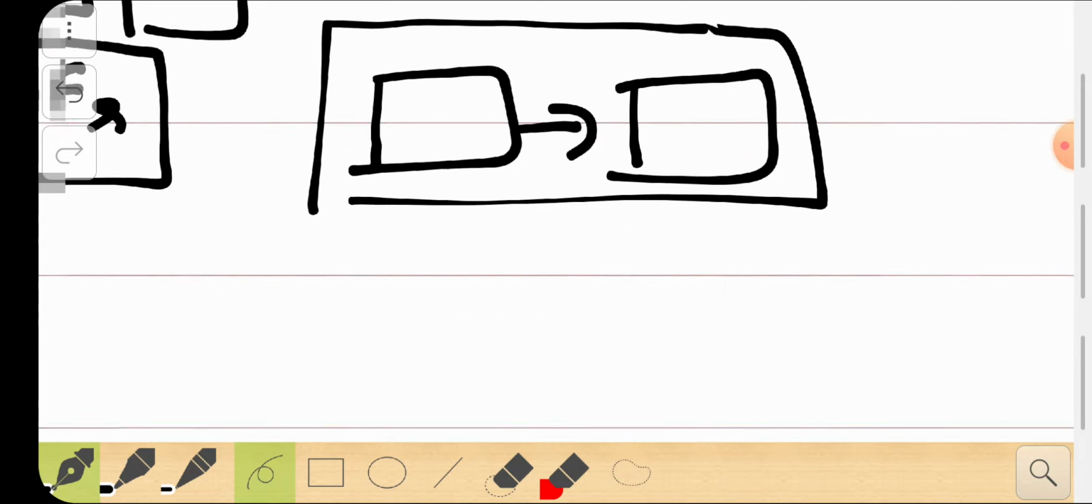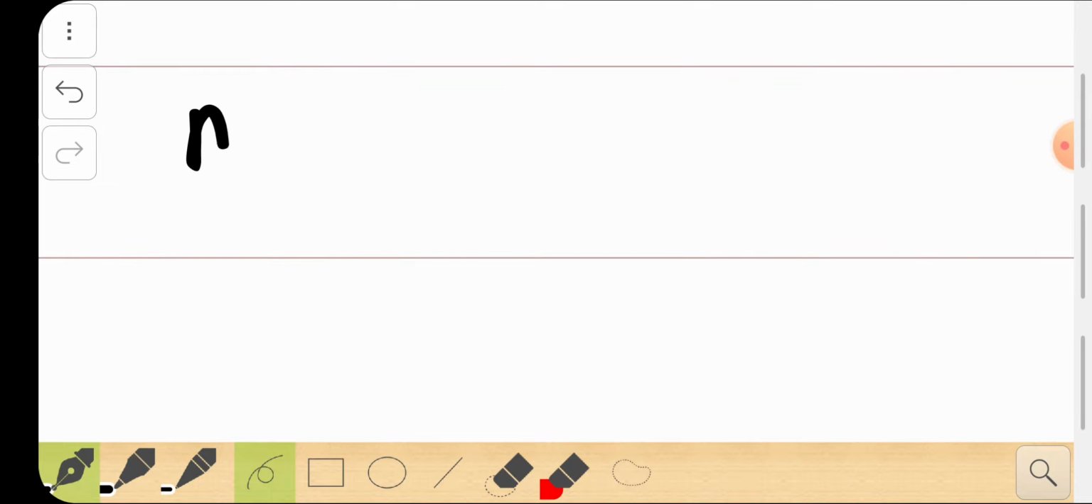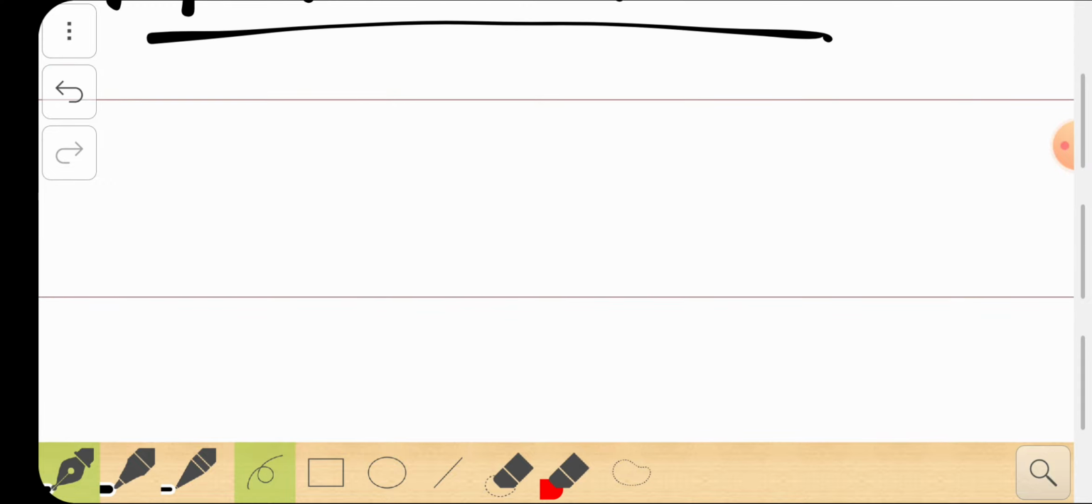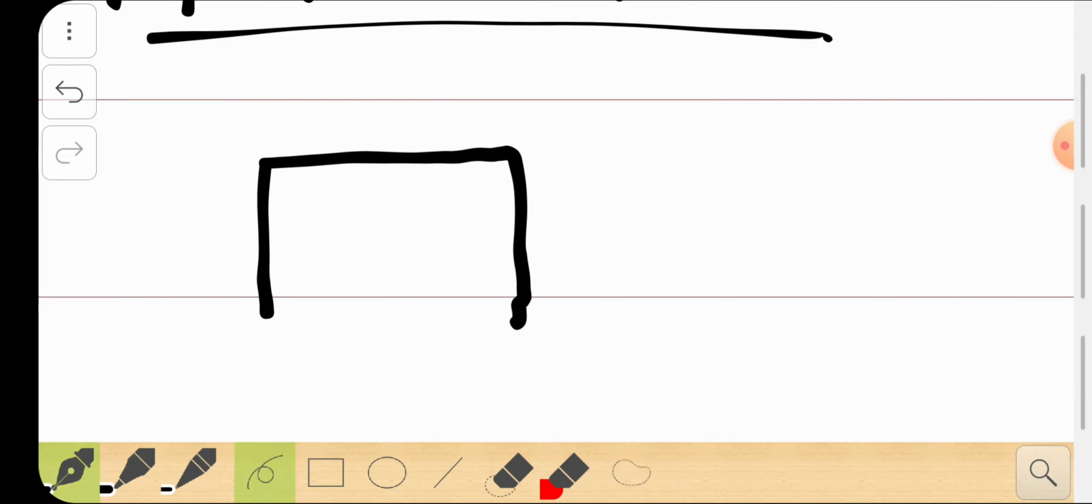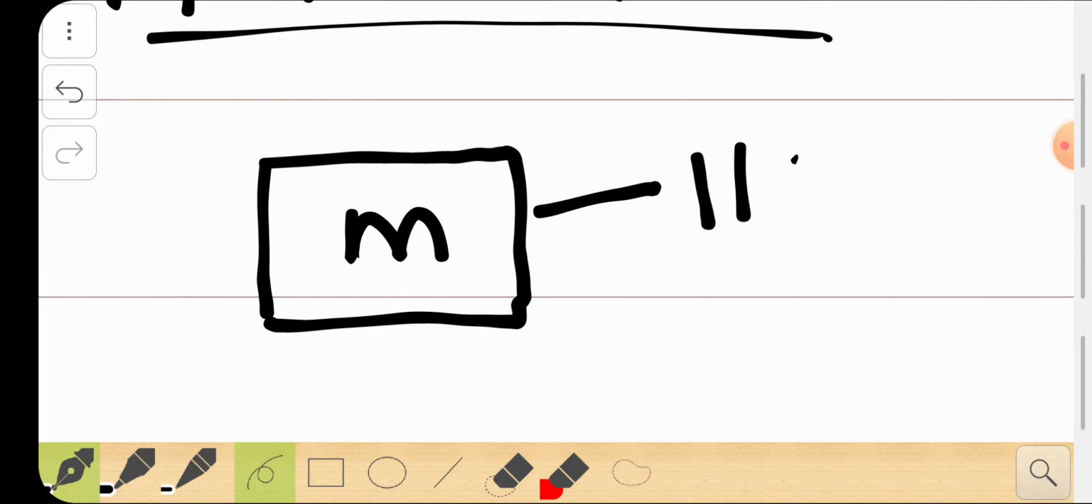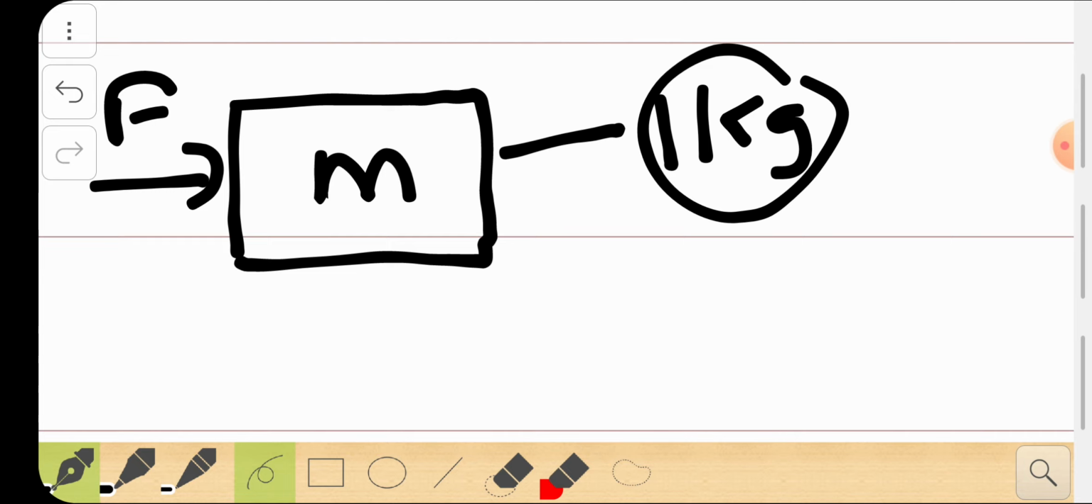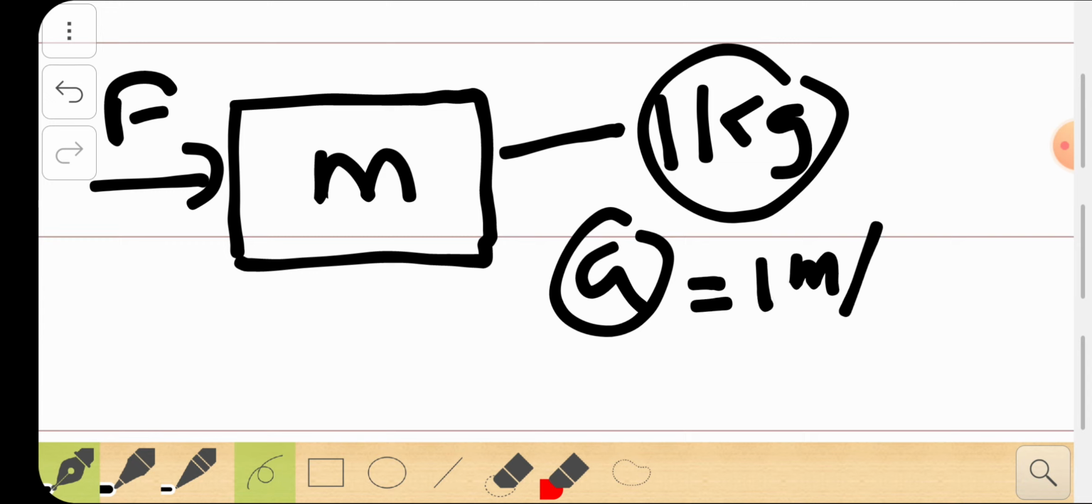Okay, so you can do one more thing which is called mass calibration. In space, what is an issue is that there is no gravity, right? If there is no gravity, then you cannot measure the mass of a body. So what you can do is use the second law of Newton. If you know the mass of something, say 1 kilogram, and you apply a force onto it, and then you measure the acceleration, let's say 1 meter per second squared, you can calculate the force now, right?